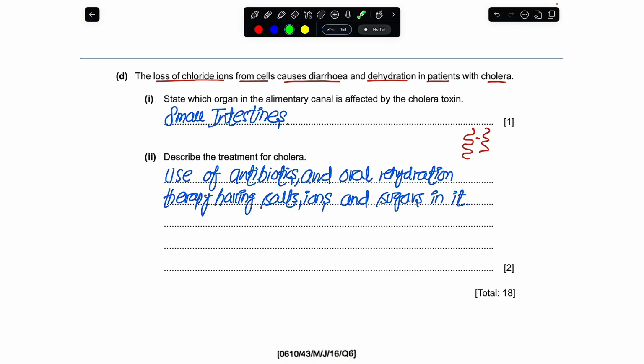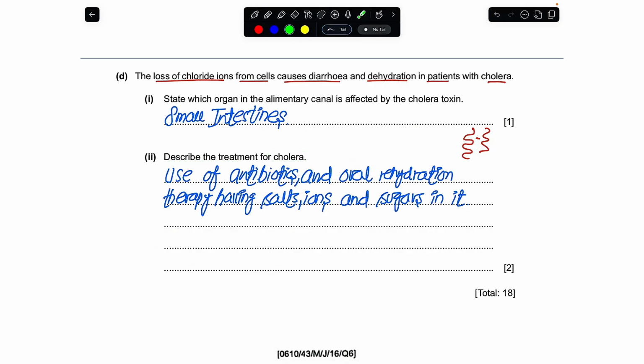The thing was, they wanted you to state which organ in the alimentary canal is affected by the cholera toxin. So this is very simple. That organ is the small intestine. Actually, this is the target site where the Vibrio cholerae bacteria would come and exhibit its effect in terms of the diarrhea. For 2 marks, they want you to describe the treatment of cholera.